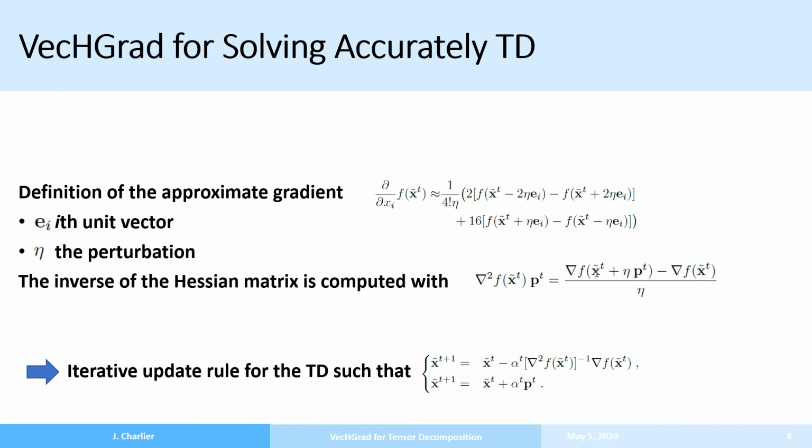So we reach an iterative update rule for the tensor decomposition, where you compute the new iterate based on the previous iterate plus the learning rate inherited from the line search using Strong-Wolfe's conditions and the descent direction.